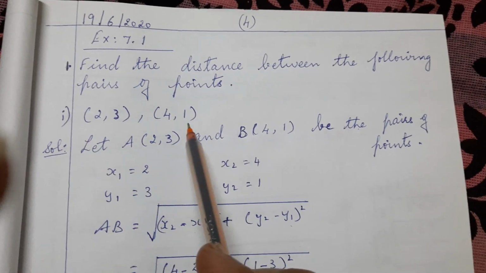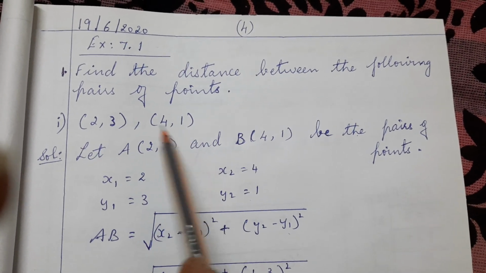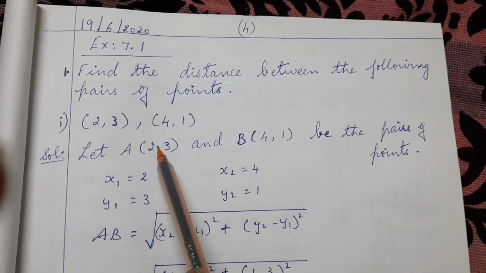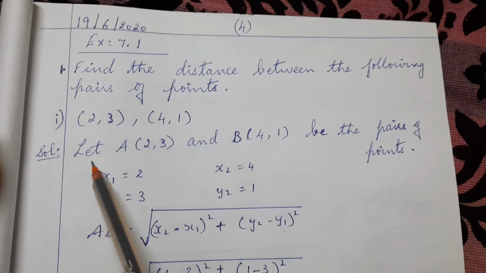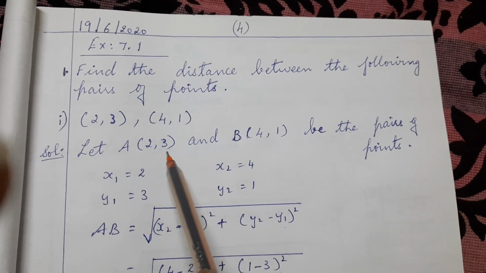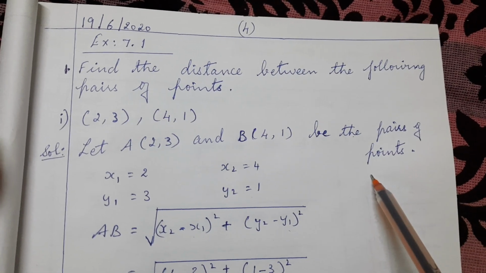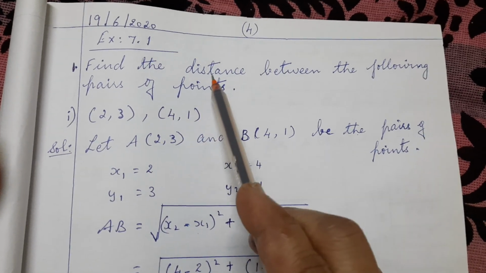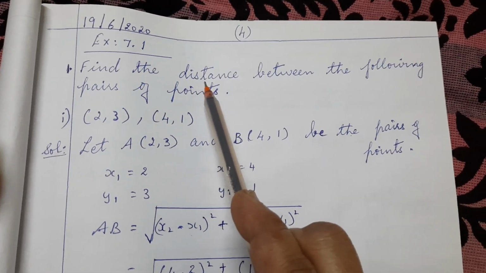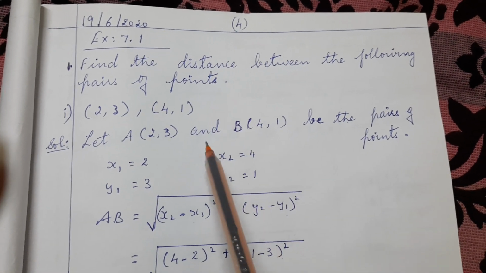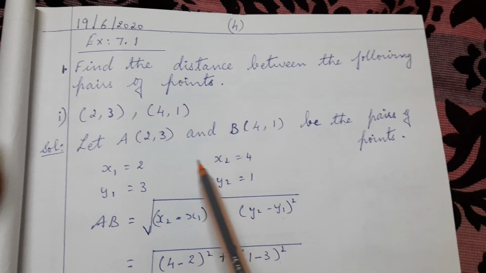Whenever the points are given like this, we have to name the points as some other letters like A and B, or P and Q, or anything like that. So now I am assuming, let A(2, 3) and B(4, 1) be the pair of points. Now you know that we have to find the distance between the following pairs of points. So we know the formula for finding the distance between any two points.